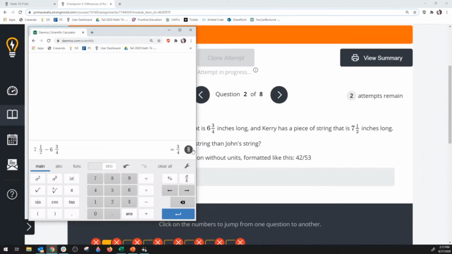Nope, we don't put a negative sign because our answer here is actually positive. Because if Carrie's string is bigger, then that means that it has an extra 8.4 and it's not missing the 8.4. So good question. Our answer here would be positive 3/4.